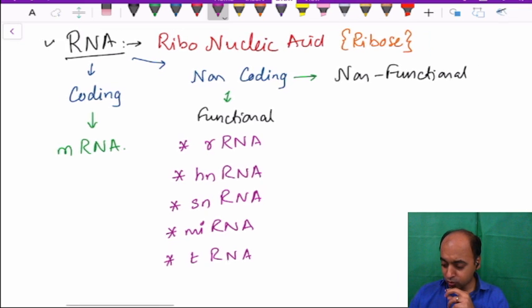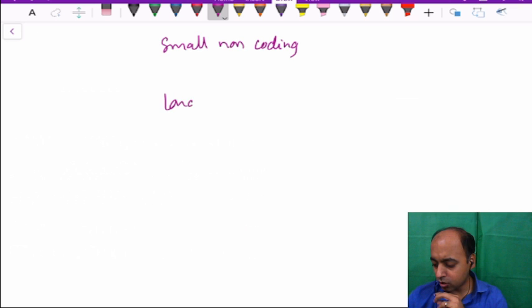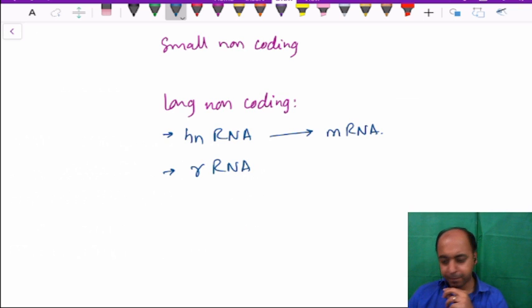Now, one other thing I told you, that they can be labeled as the small non-coding and the long non-coding. The long non-coding will include the heterogeneous nuclear RNA, which obviously later gets converted to the messenger RNA. And another name in this list could be the ribosomal RNA. Among the small non-coding RNA, we have the snRNA, which automatically means the small nuclear RNA. We have the microRNA and we have the transfer RNA.